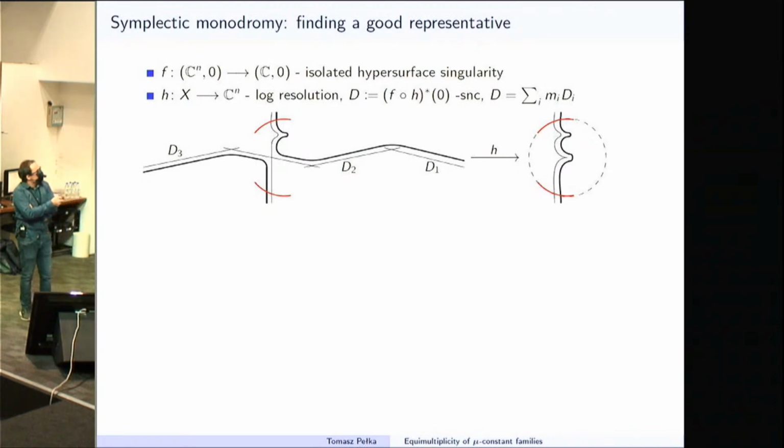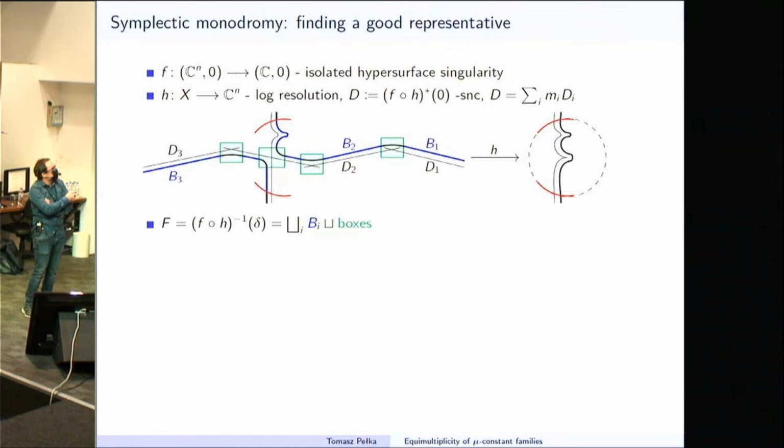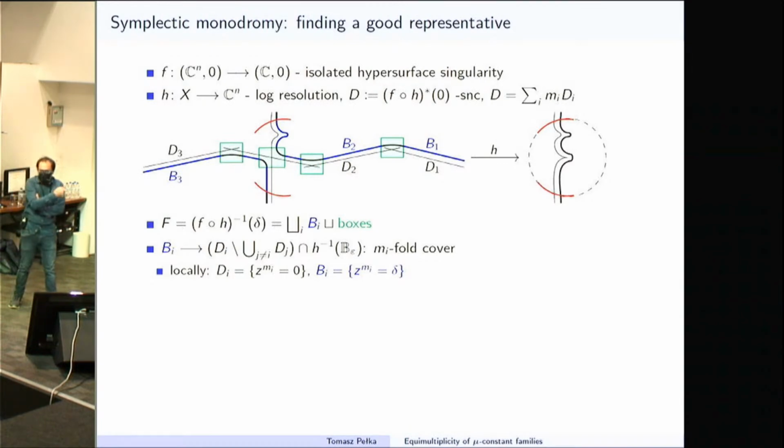And indeed, I will tell you later that this construction works for an arbitrary complex manifold and principal simple normal crossing divisor. Okay, but sorry. So what you usually do, at least topologically, to find a good monodromy, is split the Milnor fiber this way. You draw some small boxes at the intersections, and away from the boxes, what you see is an m-fold cover of the corresponding exceptional divisor, or corresponding component of the simple normal crossing divisor.